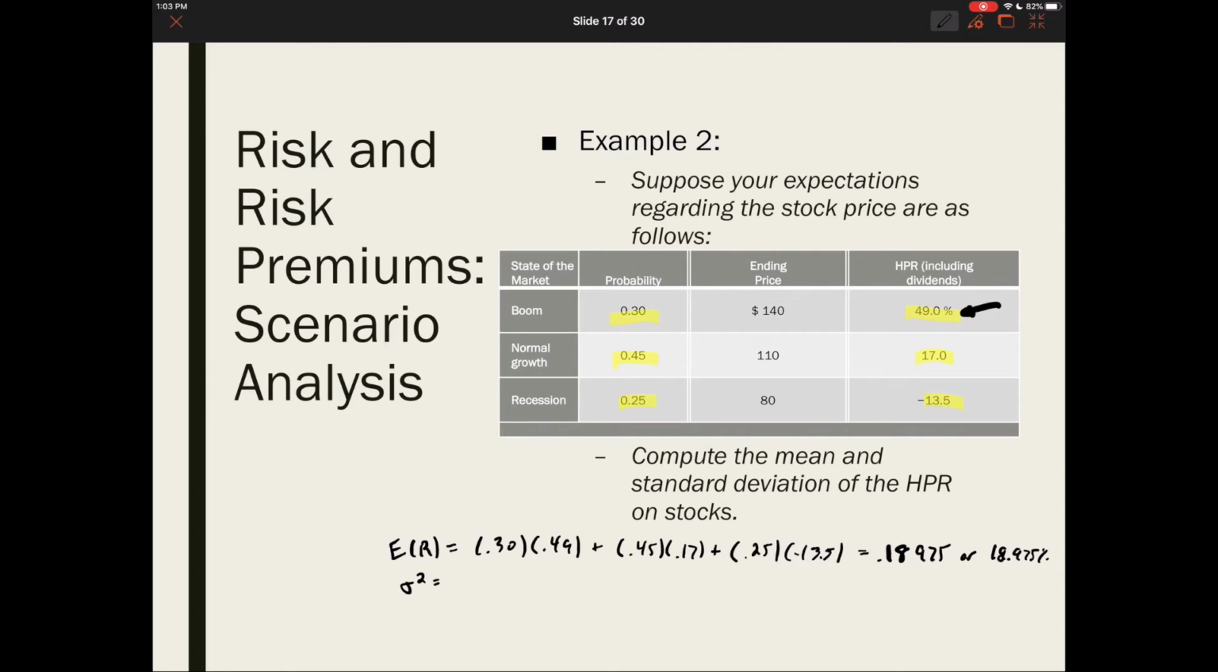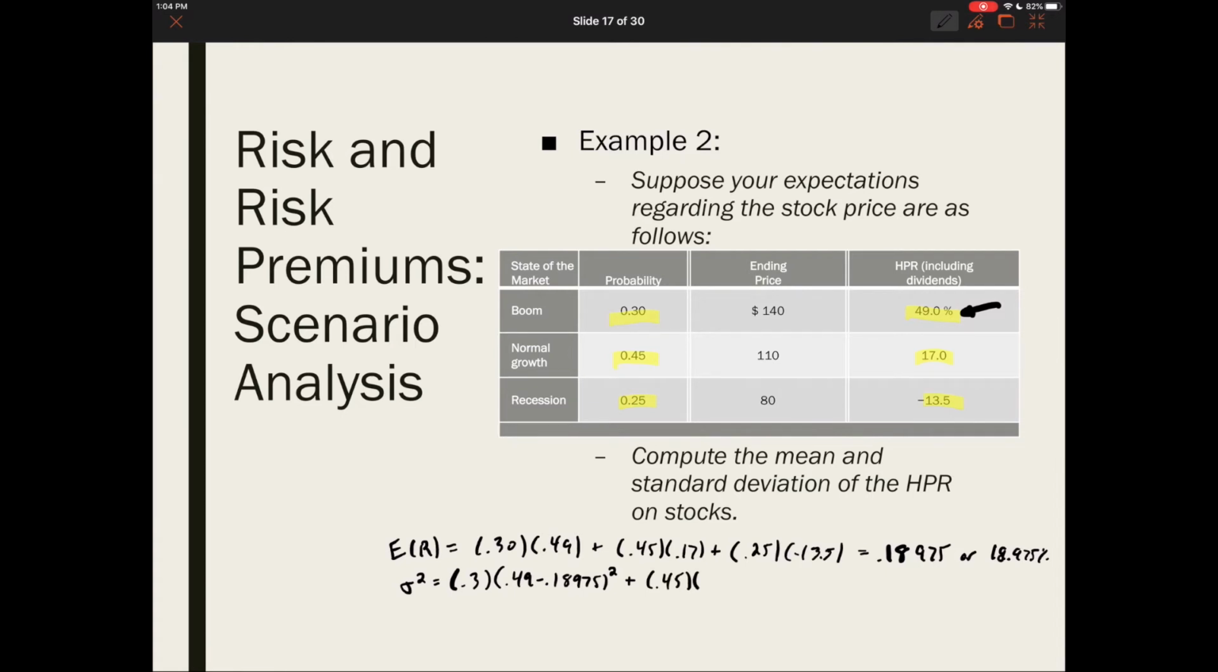Remember, you take the probability, so the probability of that boom, and then we subtract the deviation of the return in that condition minus the expected return that we just calculated. So in a boom economy, the return is 49% minus the expected return we just calculated of 0.18975, and we square that deviation. Please keep in mind your order of operations, so you would first have to do within the parentheses and square it and then multiply it by the probability in order to get the correct value for each one of these steps. So step 2 then, you take the probability of a normal growth of 0.45.